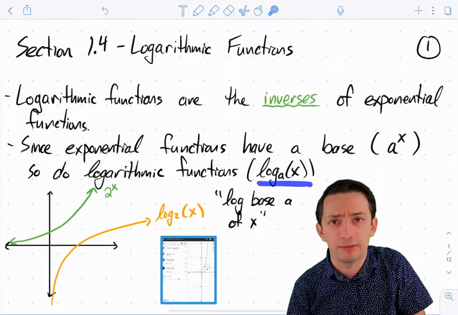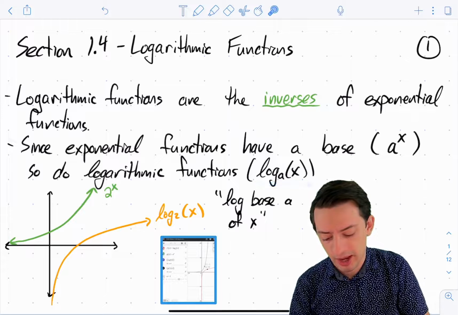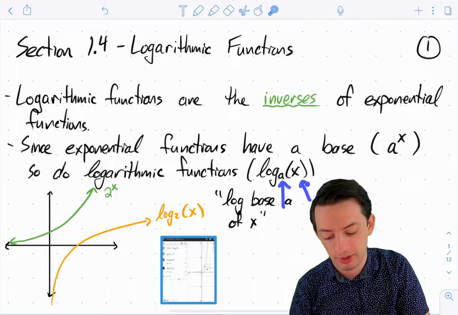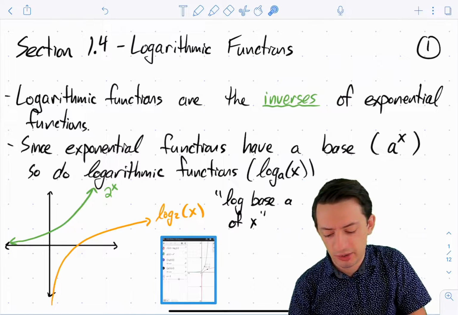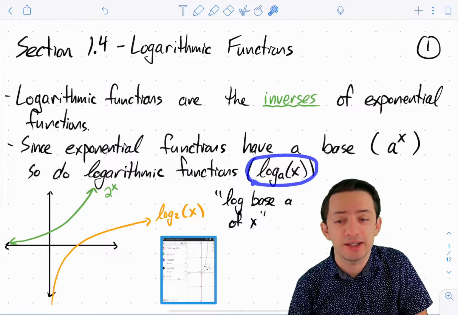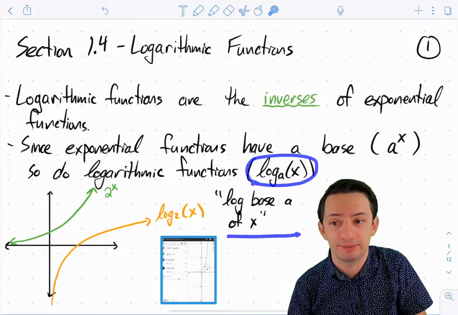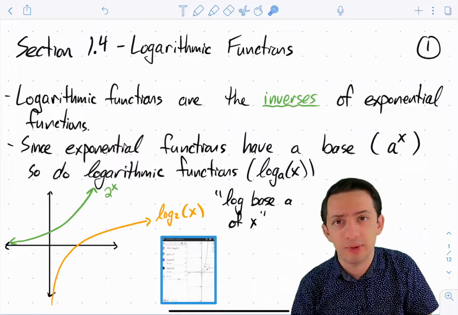So we have log for logarithmic. We have a in kind of a subscript there. And then we have our input x. So the way that you read this out loud when you see it is that this is log base a of x. So on the left here, we have some graphs.